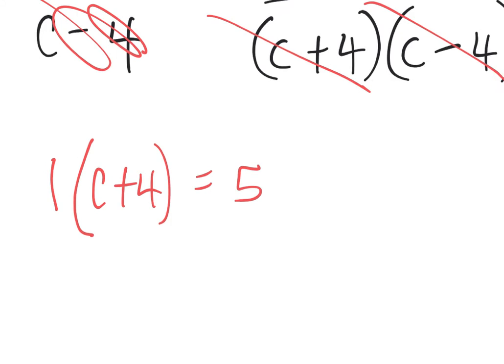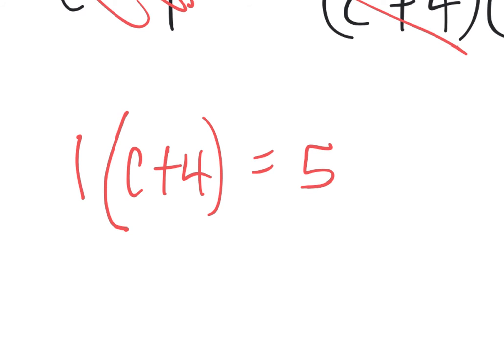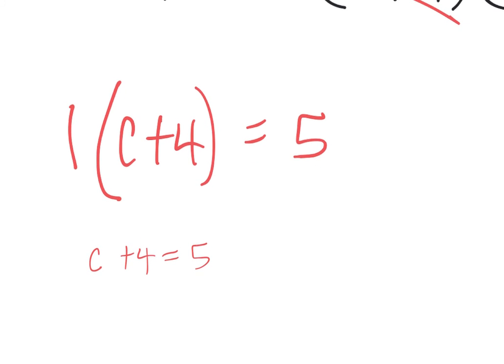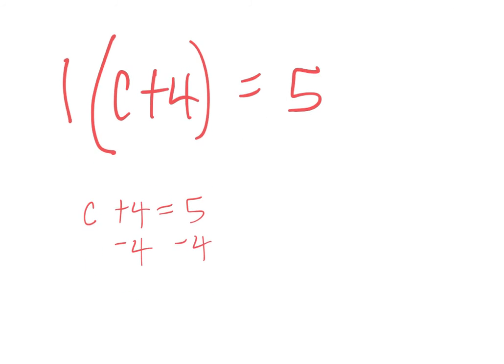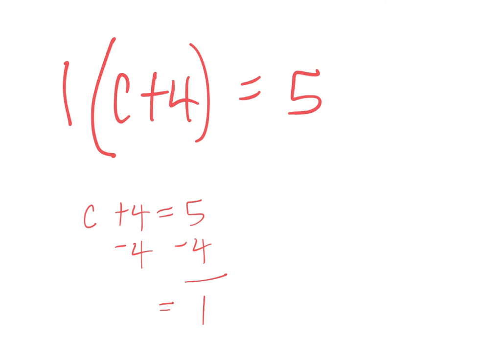So now I just want to simplify this out. 1 times C is C, 1 times 4 is 4, equals 5. And you're going to subtract 4 from both sides, and you get 1 equals C.